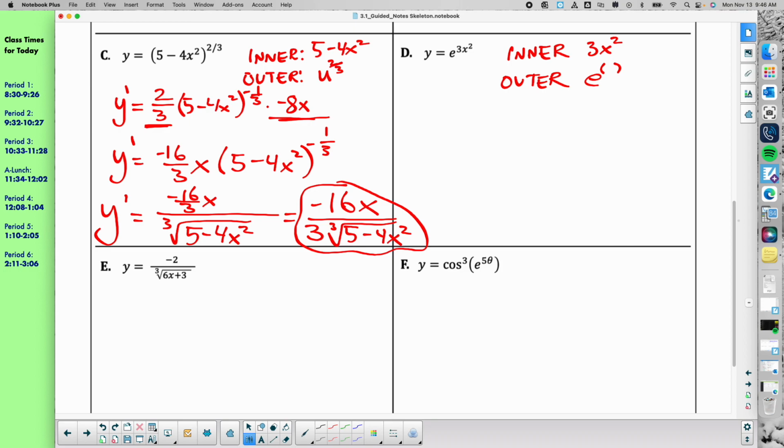All right, Demetrius, you got this. We do the derivative of the outer first. What's the derivative of e to a power? Is it just e still? Yep, e to the same power. So you basically rewrite the exact same information, times the derivative of the inner, 3x squared. The derivative of that though, oh, it's 6x.